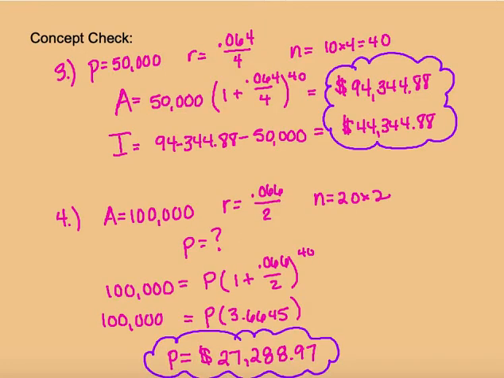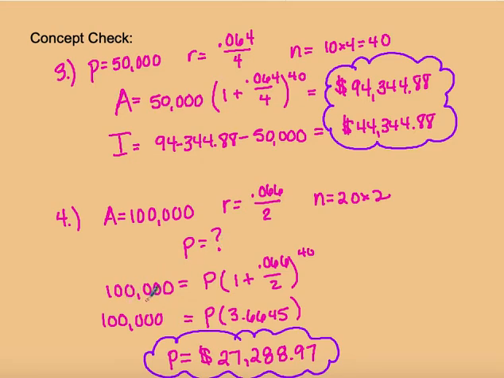All right, so for number 3, after calculating 4 quarters for 40 periods, our amount at the end is $94,344.88, and the amount of interest we earned in those 40 periods was $44,344.88. In the 4th problem, we had to set up a little bit of an algebra problem because this time we knew the amount, but we were missing the principal. So we had to reverse everything a little bit.